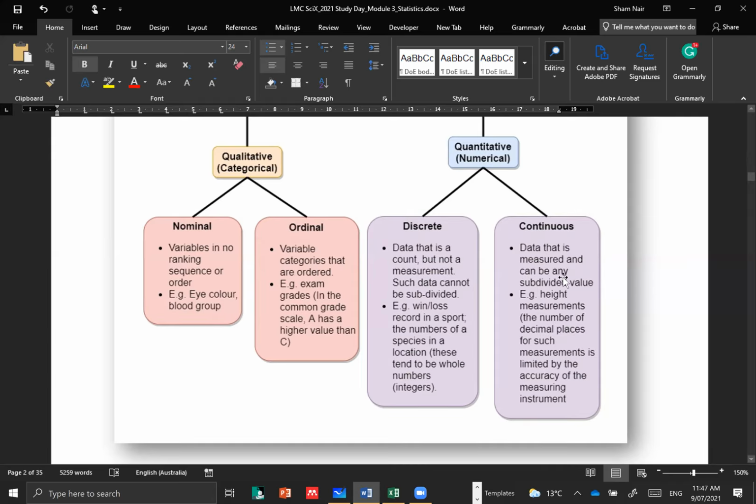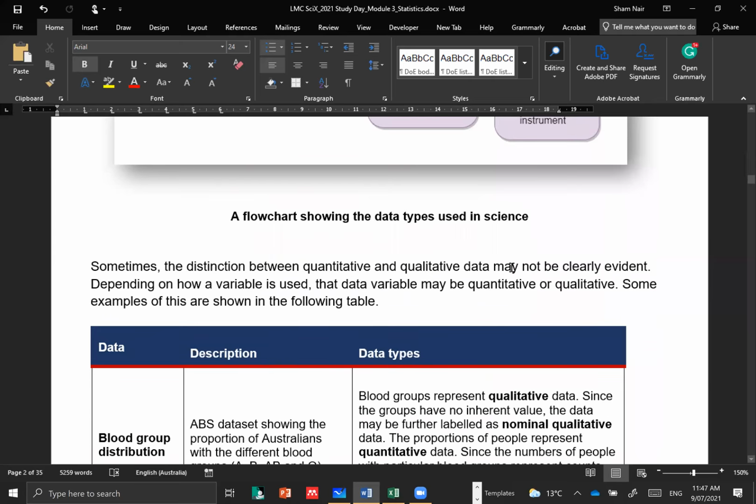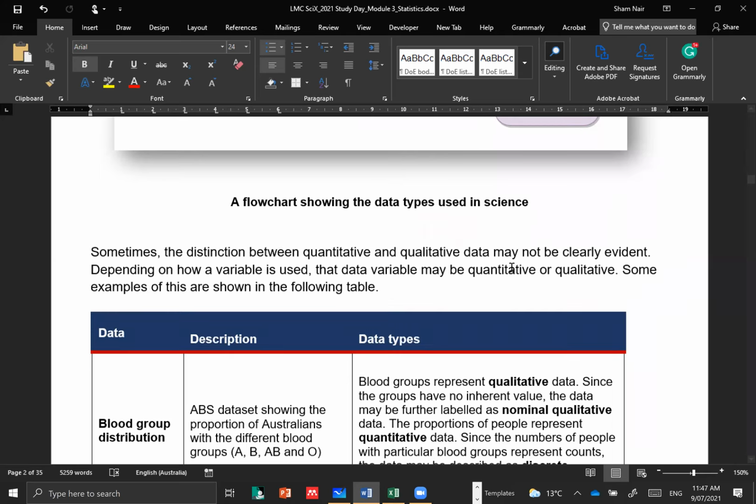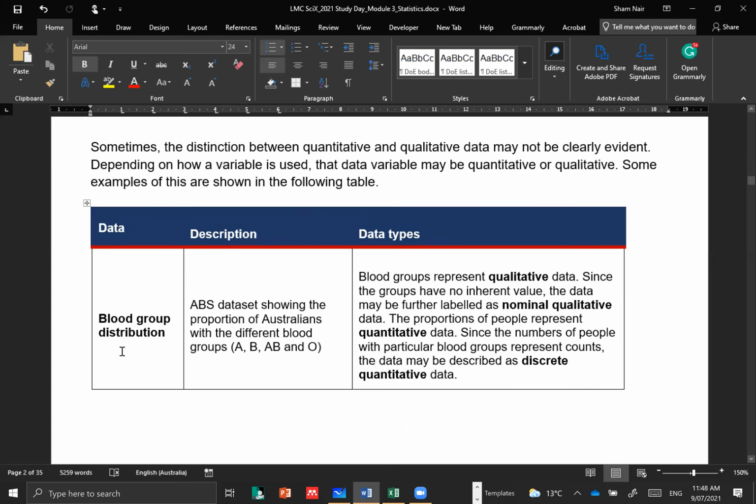The reason why we need to know about the type of data that we are working with is that it's going to determine the type of statistical test that we can use. So most of that should be straightforward, but I want to delve a little bit more into this whole thing about qualitative and quantitative data. Sometimes the distinction is not clear. I'll give you an example here. Let's look at something like blood group distribution.